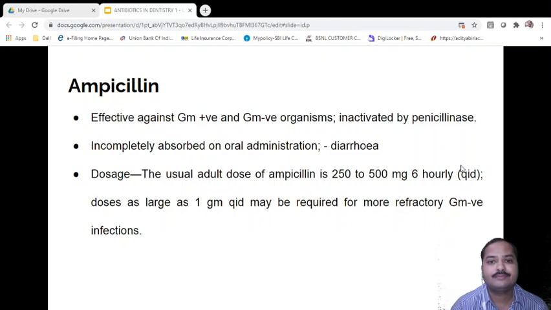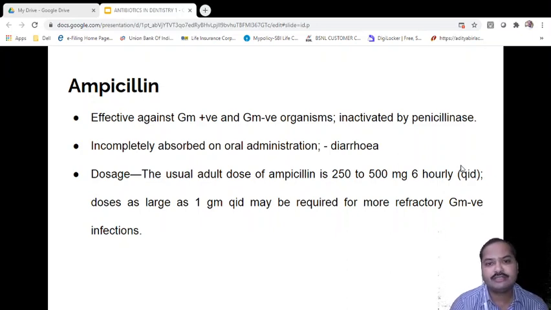The plasma levels reach a peak within 2 hours of oral administration, and 1 hour after intramuscular administration respectively. Means after intramuscular, 1 hour, and on oral, 2 hours, after that the peak levels will be reached.